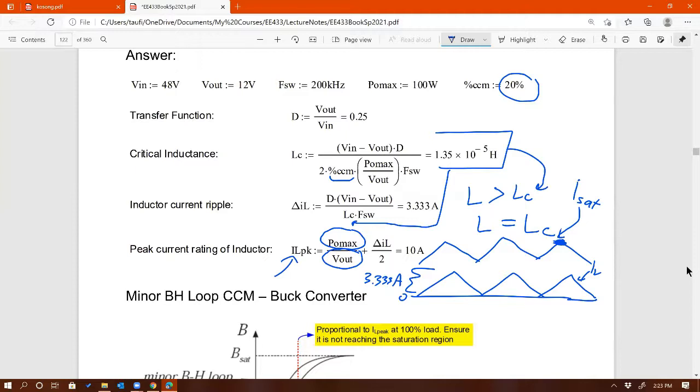So that's this right here, IL peak. IL peak is equal to P out max over V out. That's the output current at maximum output power, plus delta IL divided by 2. That happens to be 10 amps, right? So if I were to choose the inductor for this example, I would choose an L value that is larger than LC, and an ISAT of the inductor that's going to be larger than 10 amps.